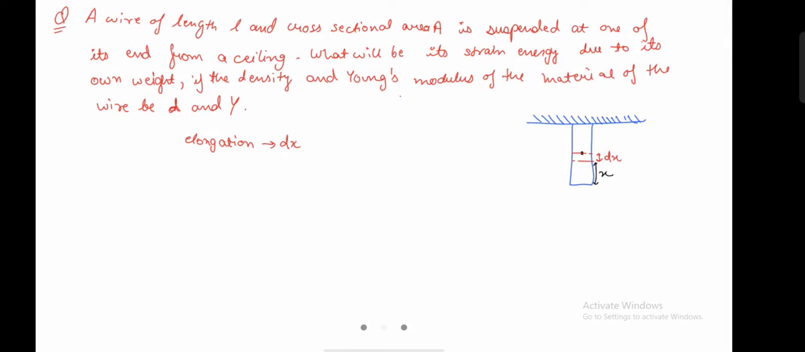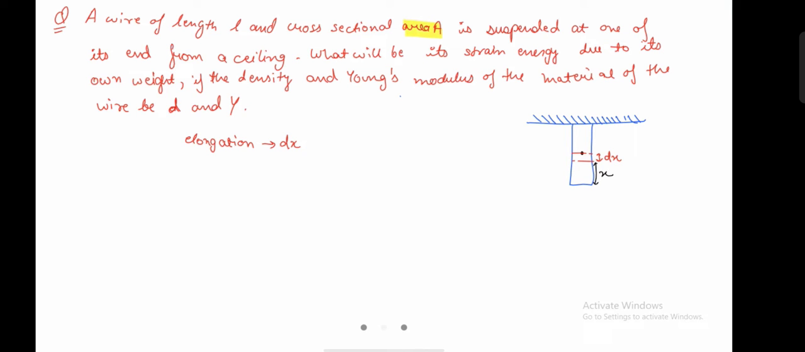So in this case, first of all, we will see what all is given to us. We see that a length of the wire is given, that is L. Area of cross section of this is also given, that is A. And now it is being suspended from one of the ends.